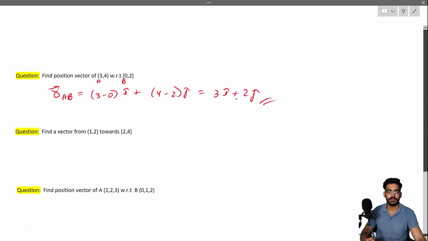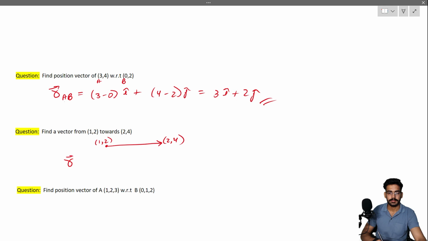Find a vector from 1, 2 towards 2, 4. So starting from 1, 2 towards 2, 4, like this. Okay, so what it will be? Our vector is 2 minus 1 i cap plus 4 minus 2 j cap. That is i cap plus 2 j cap.